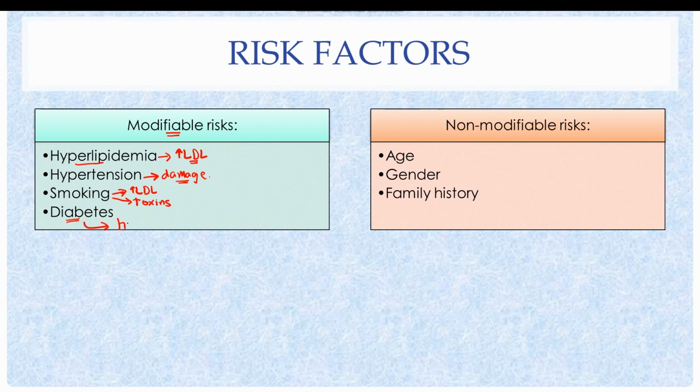Diabetes induces hypercholesterolemia and hypercoagulable state. Both hypercholesterolemia and hypercoagulable state result in atherosclerosis.